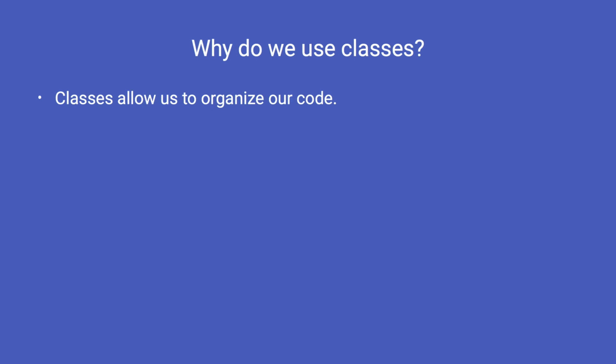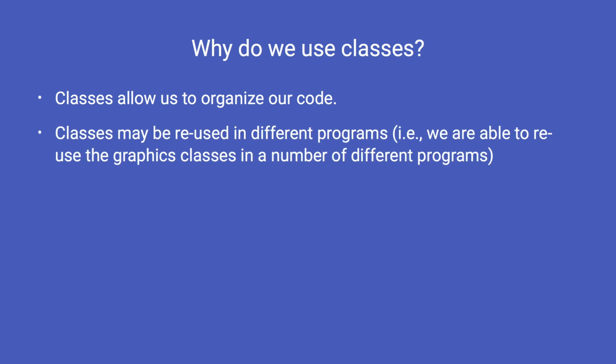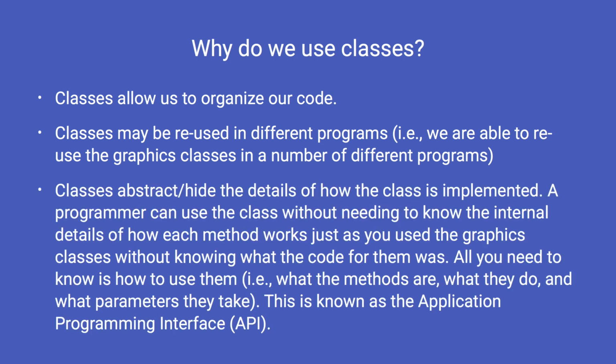Classes have a number of benefits, and they have become the common approach to developing modern code. They allow us to organize the code. They also allow us to easily reuse them in multiple programs, as we've seen with the classes from the graphics module. Classes also allow us to abstract or hide the details from the person using the class. We did not need to know how the graphics classes work. We just needed to know how to use them. The information that indicates how to use the class is known as the Application Programming Interface, or API. This is the documentation that indicates the name of the method, what the parameters are, and what the method does.